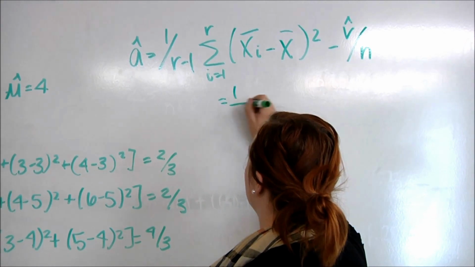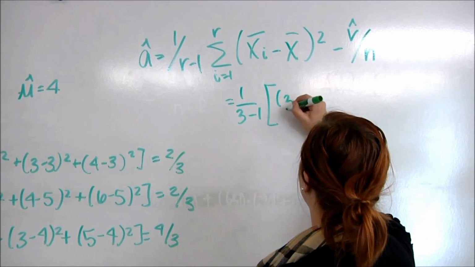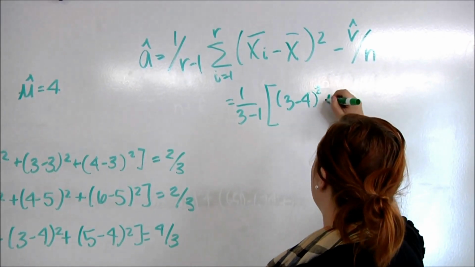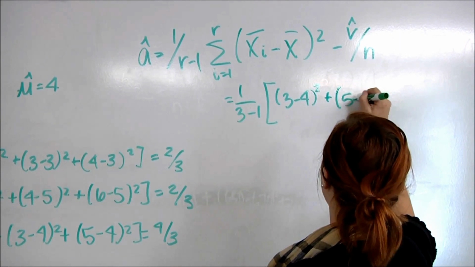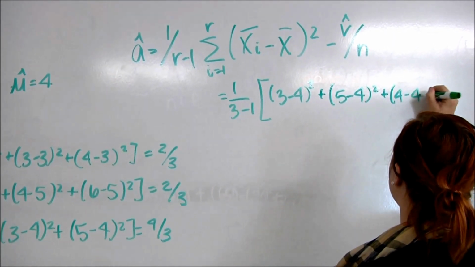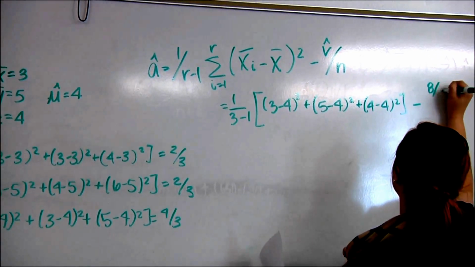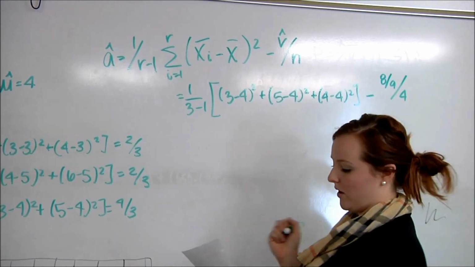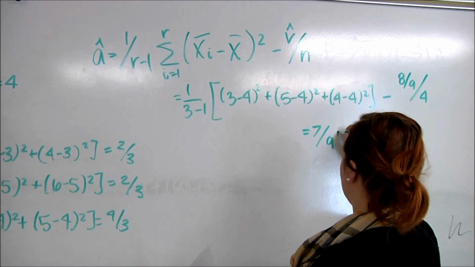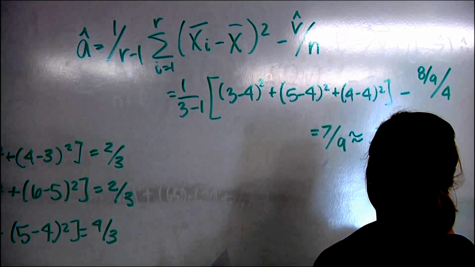So in other words, this is 1 over 3 minus 1 times 3 minus 4, which is the X bar minus the overall mu hat squared, plus 5 minus 4 squared, and 4 minus 4 squared, minus the V hat, which is 8/9 over 4, where 4 is the number of years for which we have data, which is equal to 7/9, approximately 0.778, which is answer choice D.